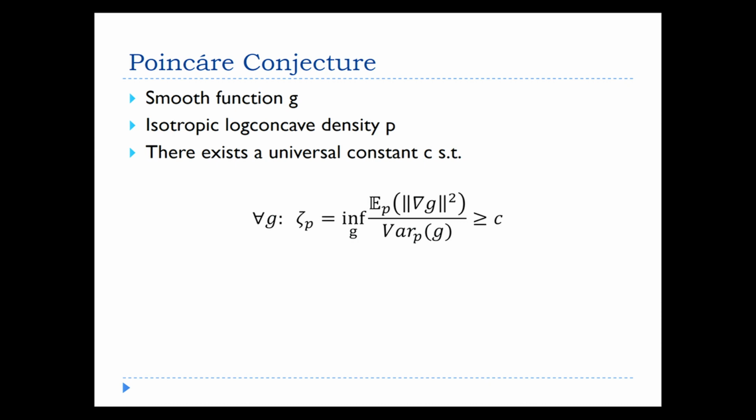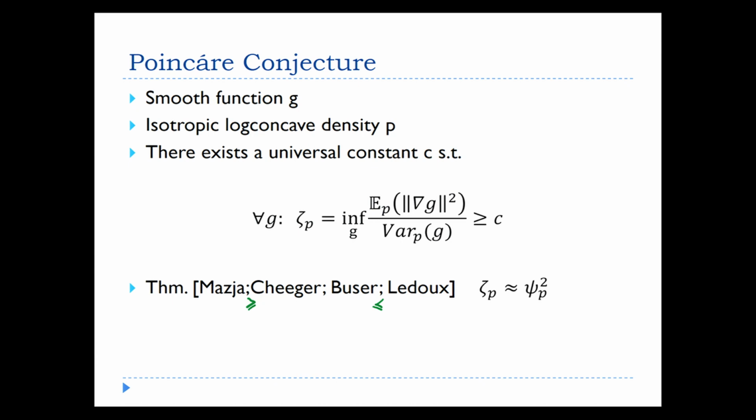So if I define that as zeta p, this is in fact equivalent to the Cheeger constant squared. The first part, saying that it's at least, is the Cheeger inequality relating the spectral gap and the Cheeger constant. The other part only holds for log concave functions, and that's due to Buser and Ledoux. Buser had a proof that involved a dimension dependence, and Ledoux's proof has no dimension dependence. So it's up to a universal constant.